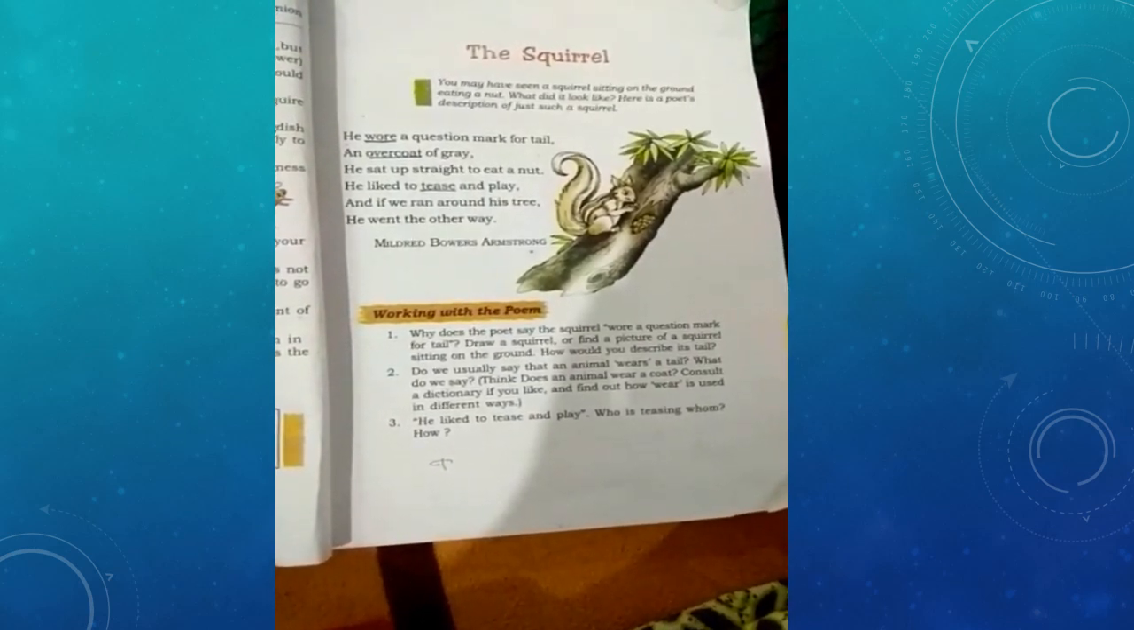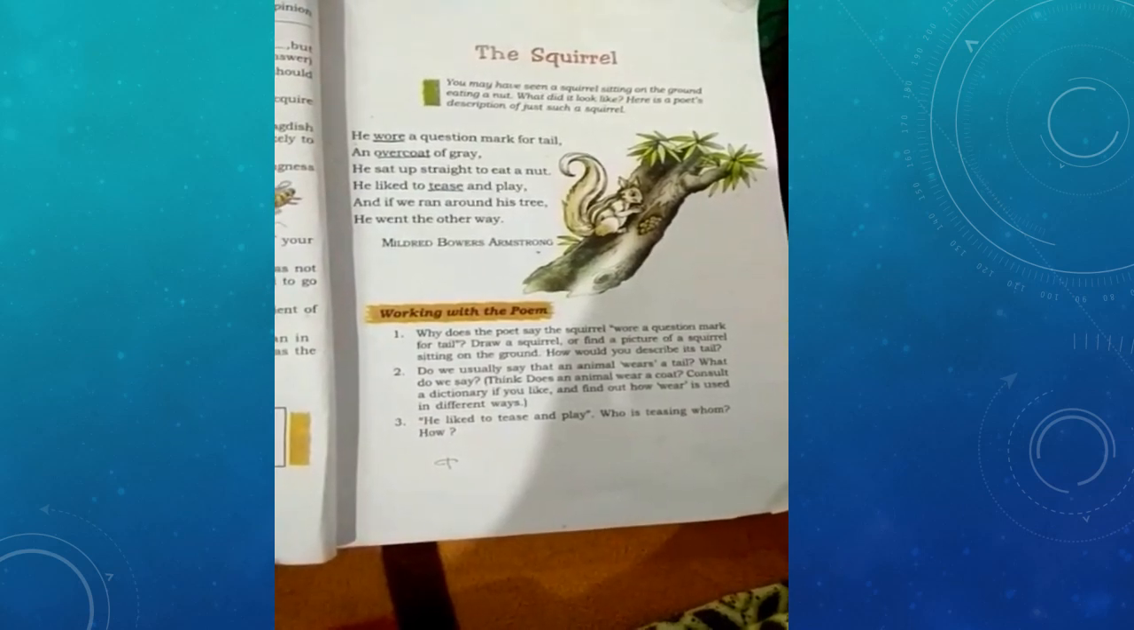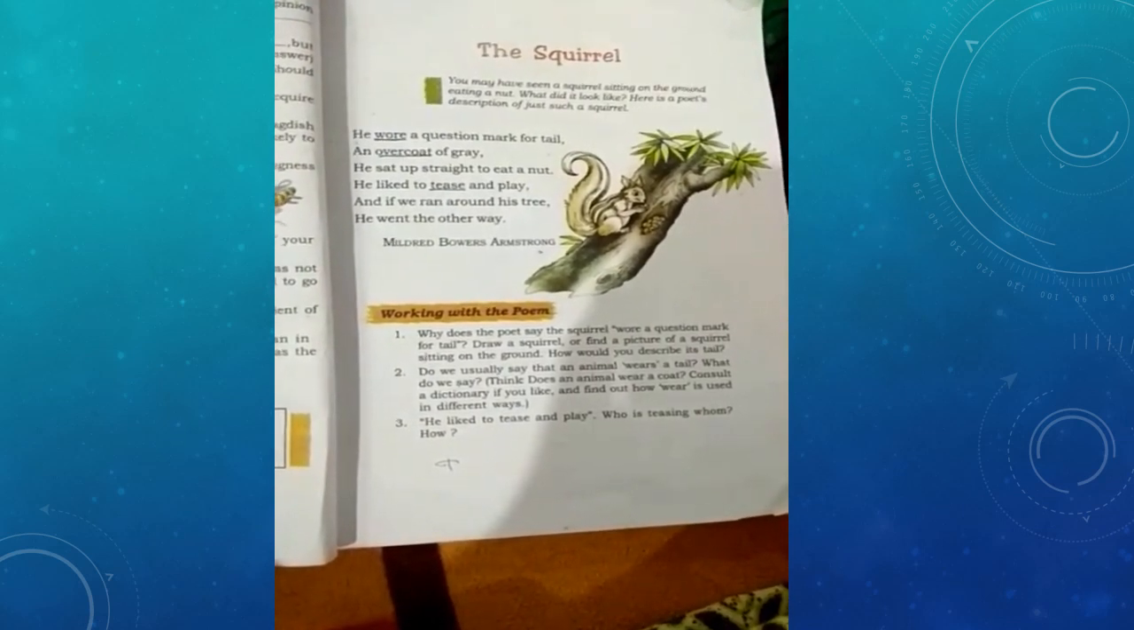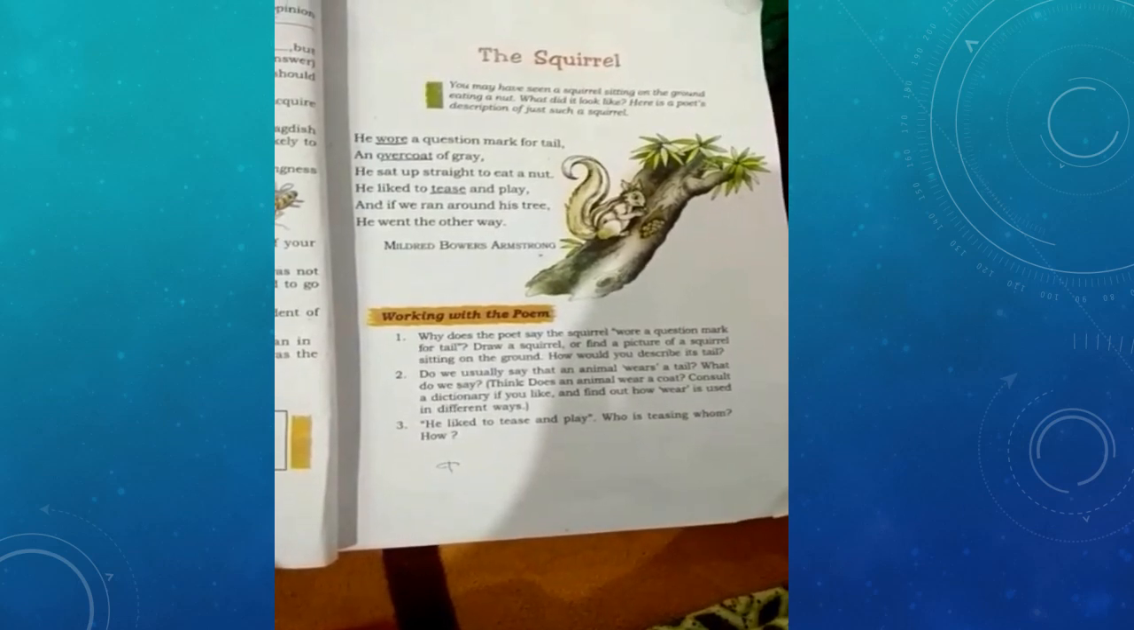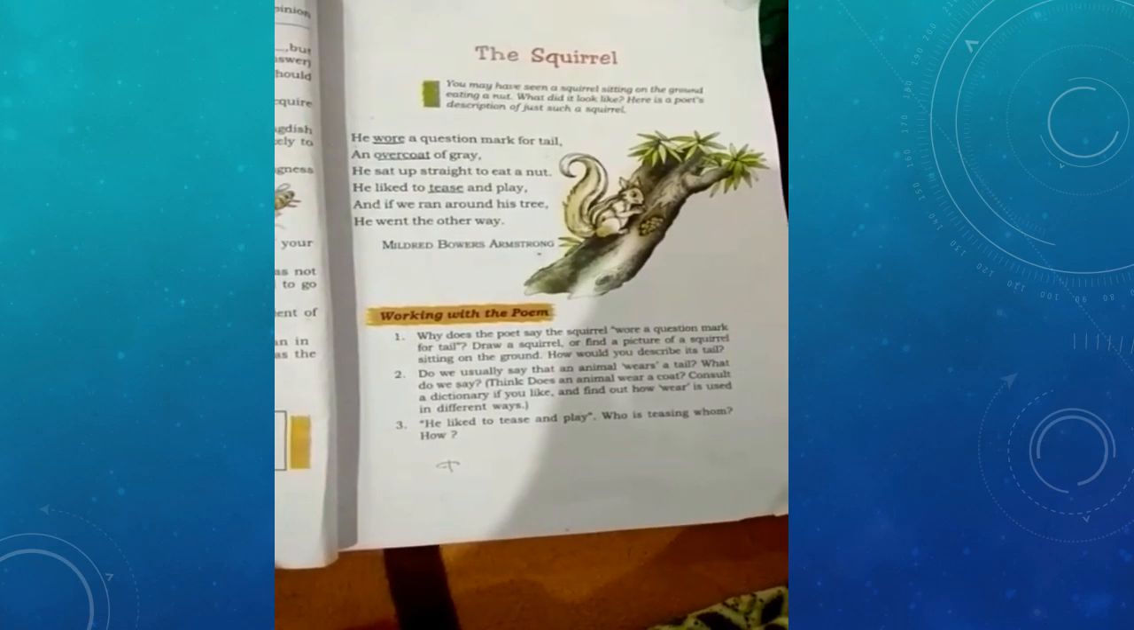Today we are going to discuss a new poem and the name of the poem is The Squirrel, which is written by Mildred Bowes Armstrong. The Squirrel is a very interesting poem. Before going to the poem, let's discuss the squirrel.